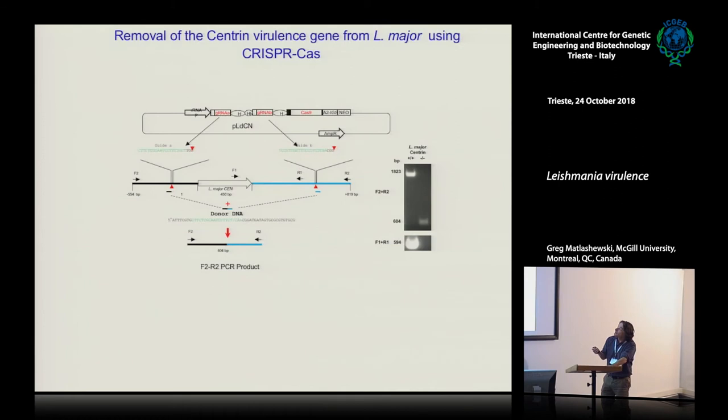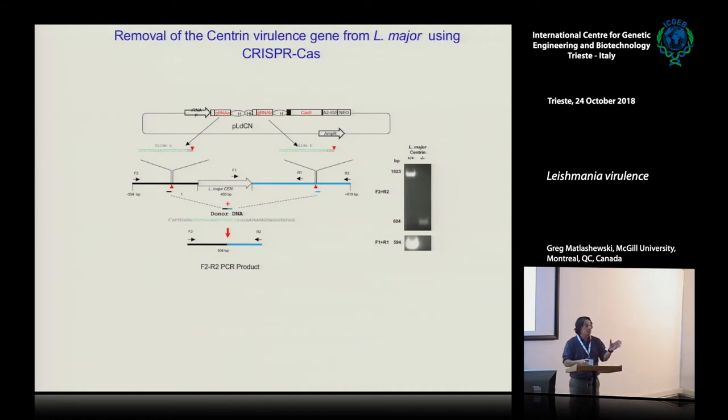This again is the plasmid here. In fact, we designed the plasmid with two different guide RNAs, one that cuts here, one that cuts here. So you slice out this piece here. You add the piece of DNA donor here to patch it back together again. And then you could determine by PCR whether or not this piece of DNA has been removed. And that's the PCR here.